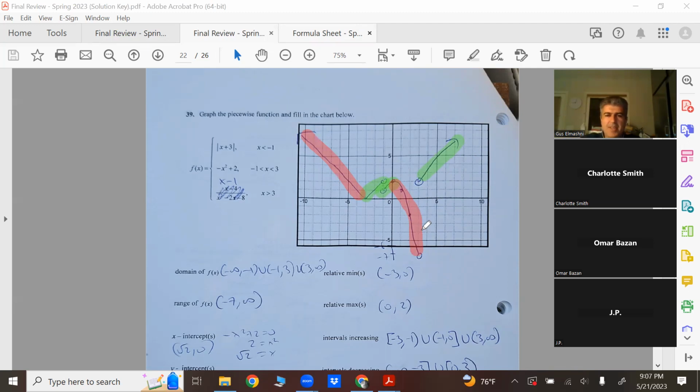But anyway, so it's increasing clearly from -3 to -1. Let's go green. And -1 to 0, and of course 3 to infinity. Then decreasing from -infinity to -3, and from 0 to 3. That's where it's decreasing.